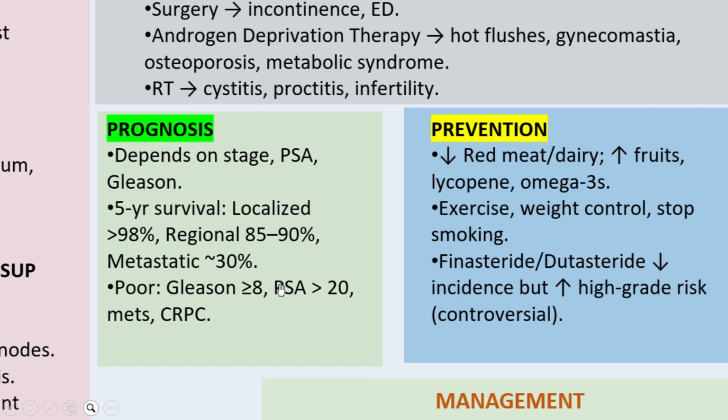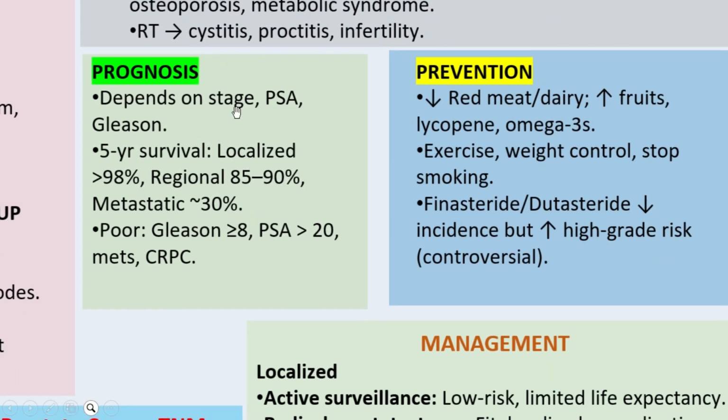So the prognosis is going to depend on the stage, the PSA, and the Gleason. So the histological grade of that cancer is going to determine a lot when it comes to the survival of this patient. And the 5-year survival for localized is greater than 98%. So you can say that the 5-year survival rate in these patients is quite good, and it's actually a slow growing cancer in most of the cases.